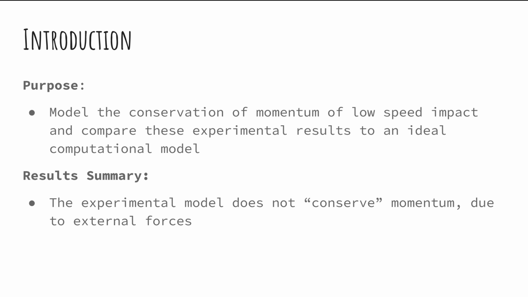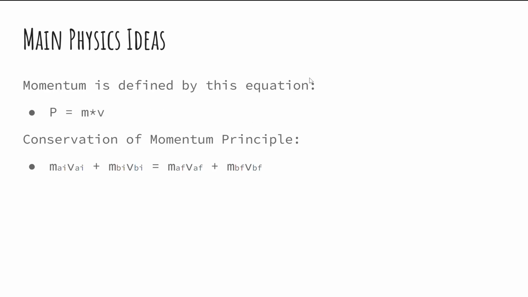The purpose of this lab was to model the conservation of momentum of low-speed impact and compare the experimental results, conducted in real life, to an ideal computational model. This computational model, which we'll get into later, is under ideal conditions and is completed through GlowScript code. A quick summary of the results: the experimental model does not conserve momentum due to external forces, and we'll get into that later as well.